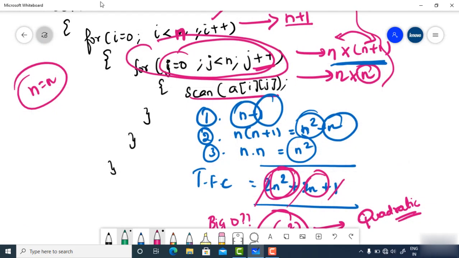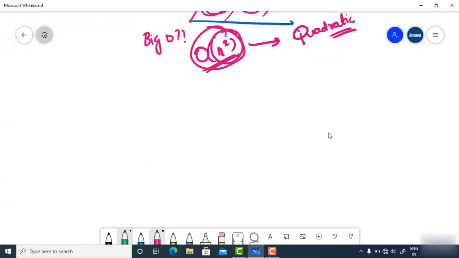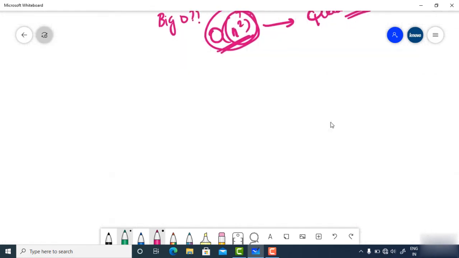So understand that if you have nested for loops, you are supposed to have this n square time complexity. So it is best to avoid those for loops unless you don't have any other way to go.